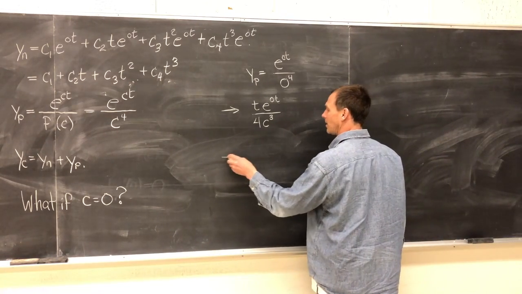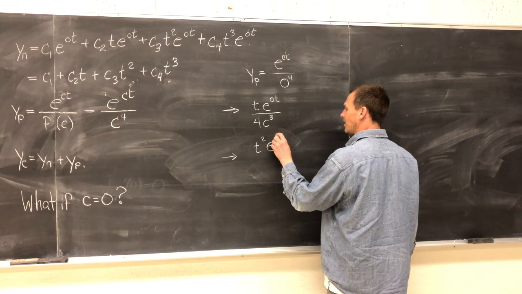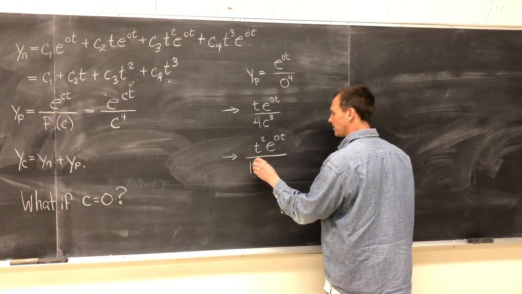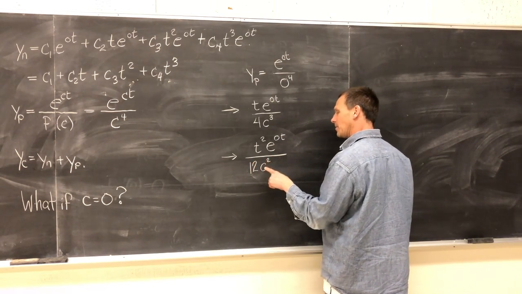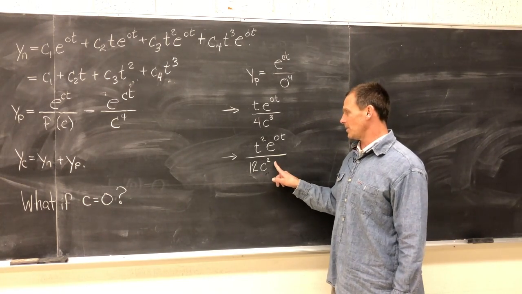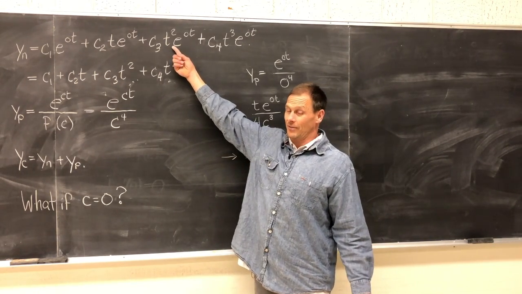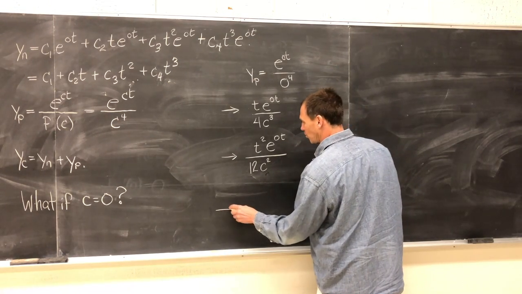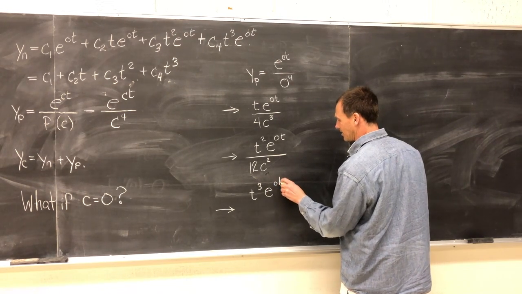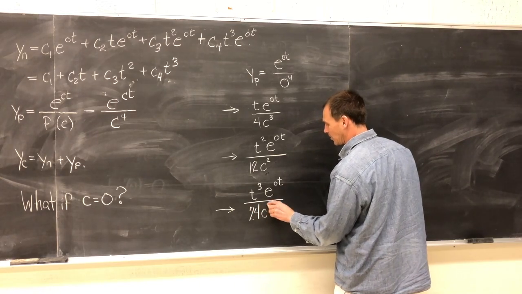So, let's continue. What about t squared e to the 0t? Then I'd also have to take the derivative of that. That's 12c squared, but this is still a 0 in the denominator. That's not going to work. And even if this denominator wasn't 0, I already have a t squared term. So I have to keep going. Let's try t cubed e to the 0t over 24c to the first power.